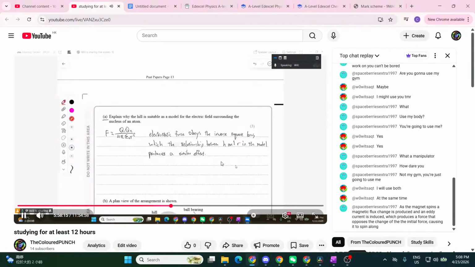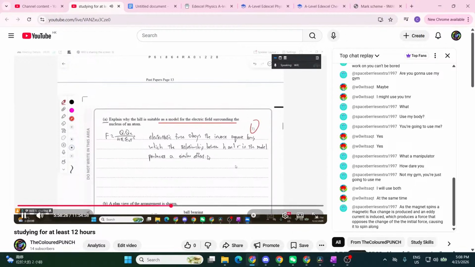As the model, why the heel is suitable as the model. There are 3 marks. Another mark is 1. Okay, no problem. Relationship, 1 mark.